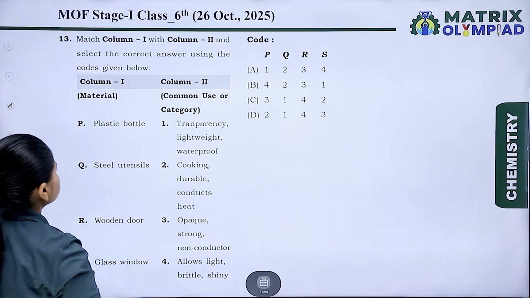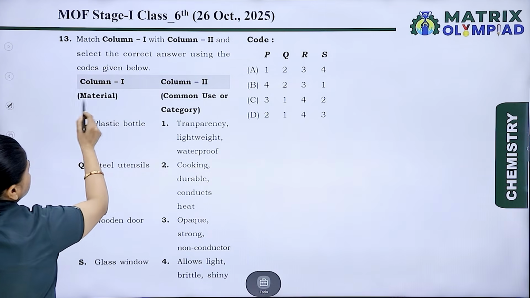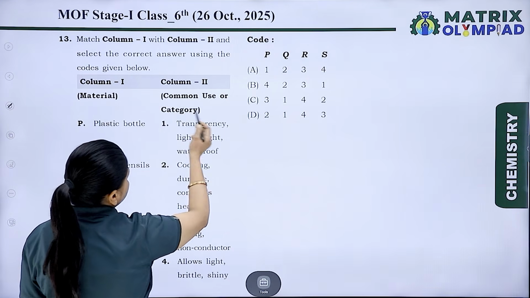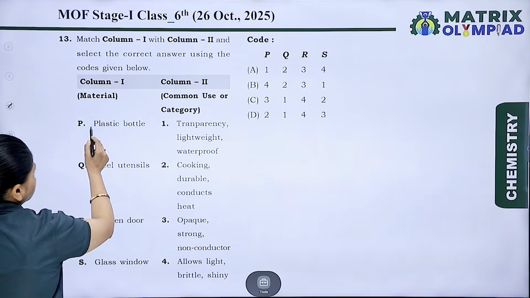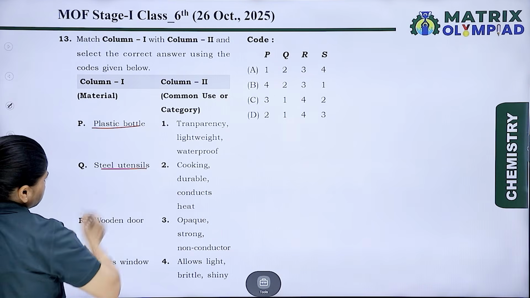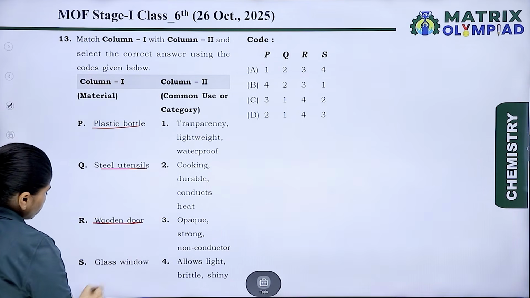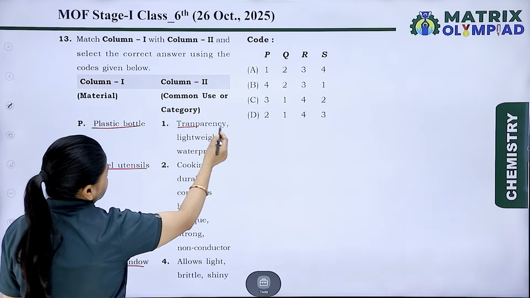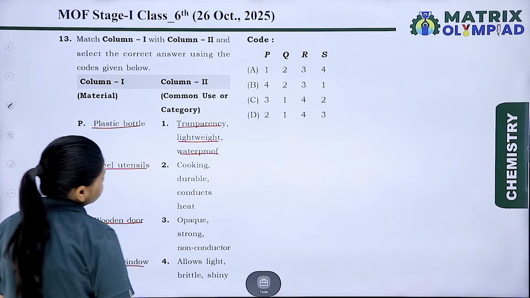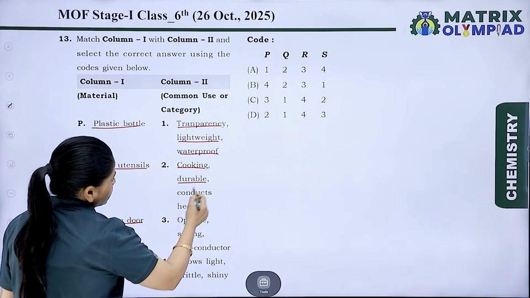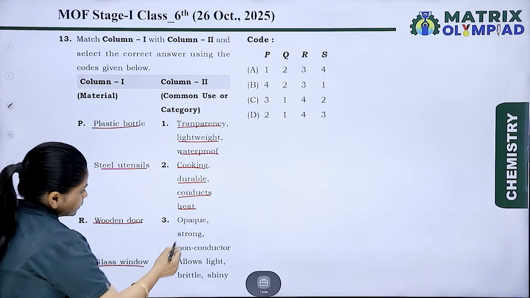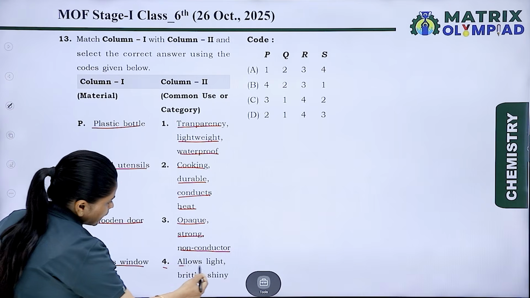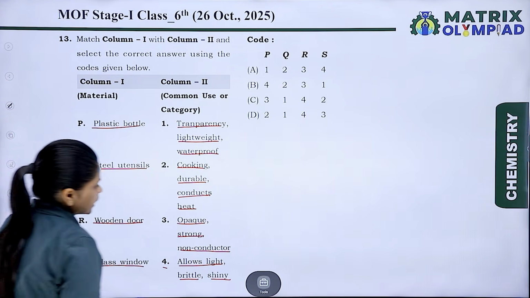This is match the column. In column 1 some materials are given, and column 2 has common use or category. P, plastic bottle. Q, steel utensils. R, wooden door. S, glass window. And column 2: 1, transparency, lightweight, waterproof. Second, cooking, durable, conducts heat. Third, opaque, strong, non-conductor. 4, allows light, brittle and shiny.